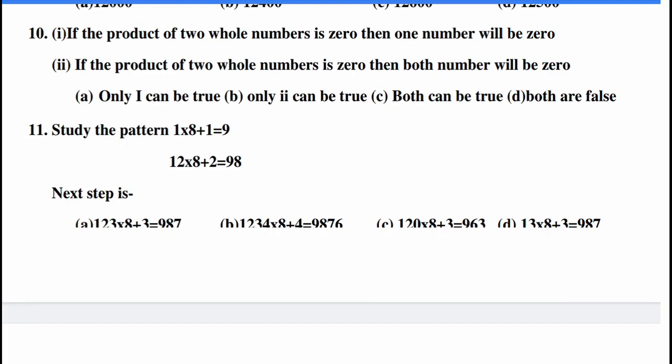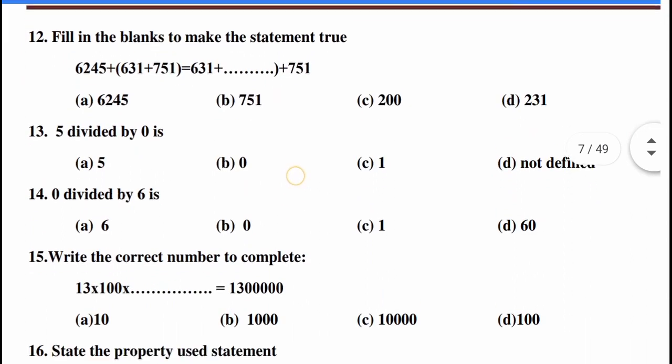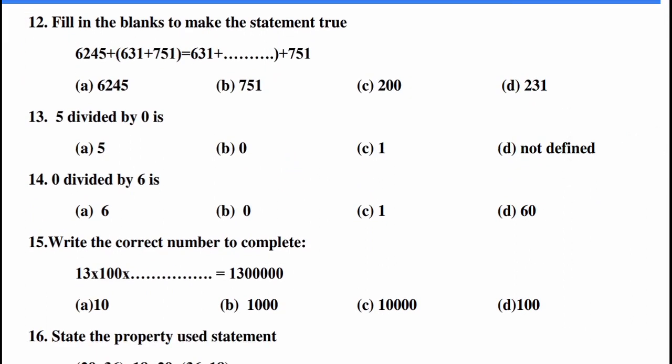Question number 12. Fill in the blanks to make the statement true. First equation is 6245 plus, into the brackets, 631 plus 751. Now this number is repeated in the second equation, plus bracket is also given here. Starting bracket is here and ending bracket is here, and another number is also given here.